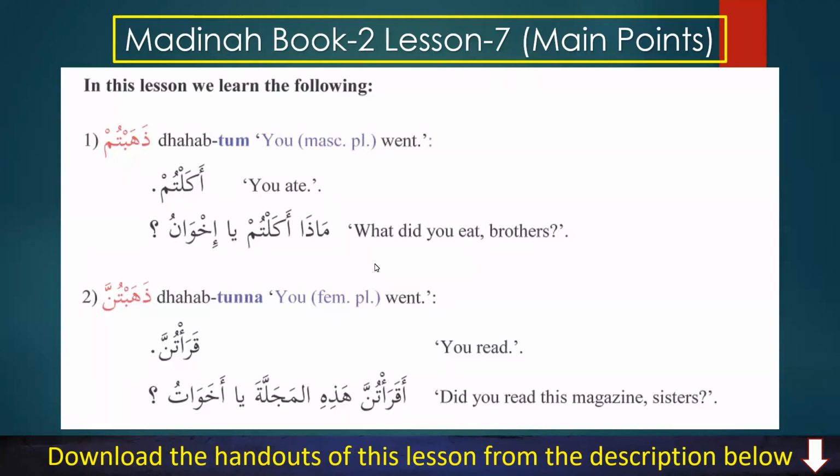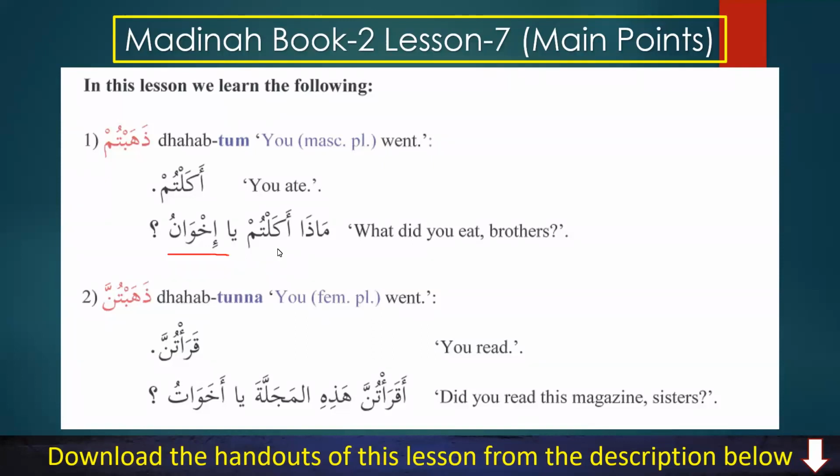So you want to say, what did you eat, brothers? So you will say, Mada akaltum ya ikhwanu. So why do we say ya ikhwanu? Because we are talking to the second person masculine plural. So we say, Mada akaltum ya ikhwanu.